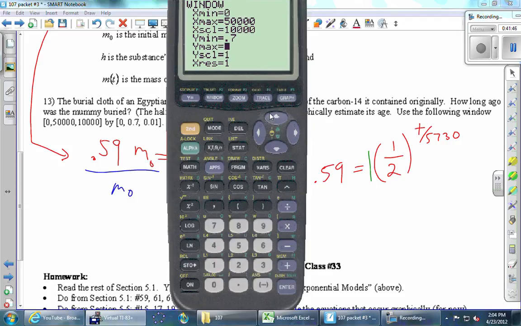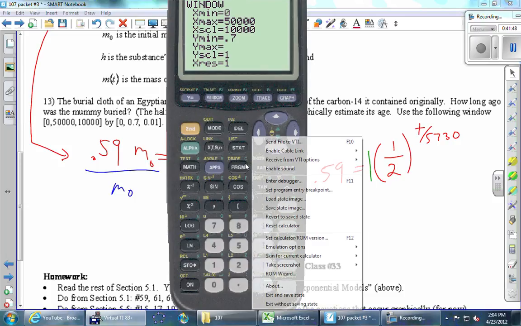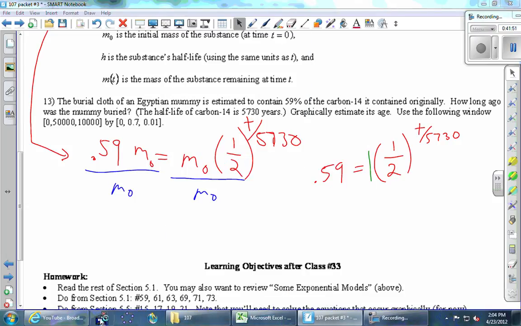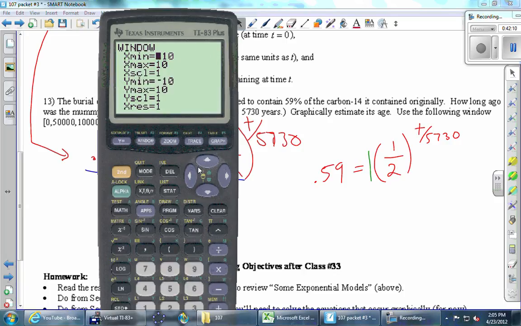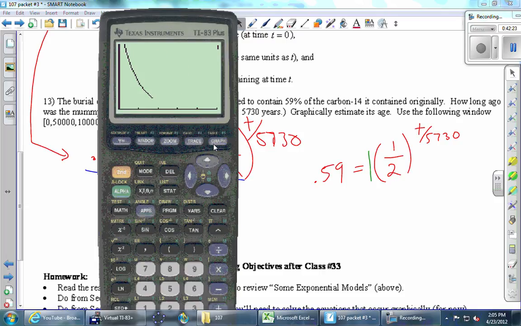My calculator is not working for me. Okay, sorry about that. We'll try it again. So we said 0.5 raised to the x over 5730. And then this was a 0.59, and then the window we had was 0 to 50,000. And then 0 to 0.7, and what was the scale there? 0.01. Okay, so we type all that stuff in.